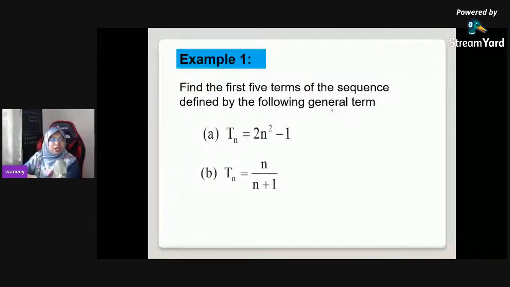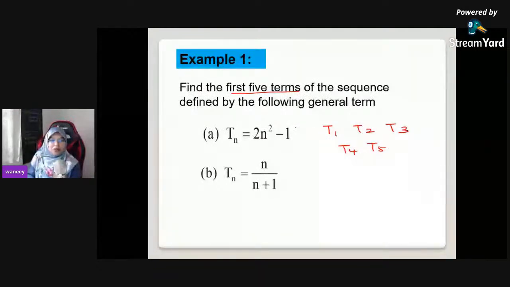Okay, so odd and even numbers. Example 1. Find the first 5 terms of the sequence defined by the following general terms. So this is very general. Tn equal to 2n squared minus 1. Tn equal to n over n plus 1. So we want to find the first 5 terms. So that means we want to know the values of T1, T2, T3, T4 and T5.